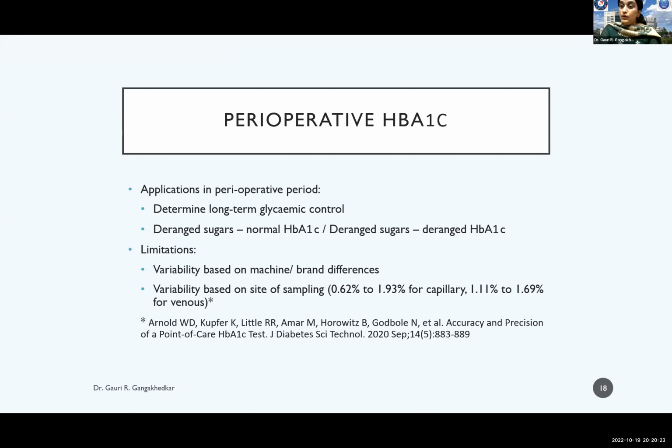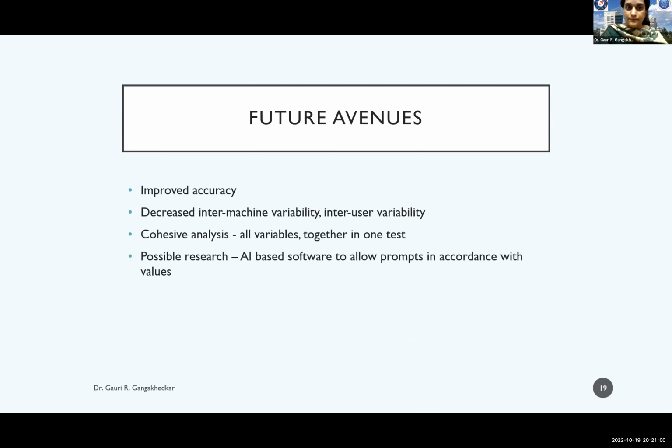If these deranged sugars are also accompanied by a deranged HbA1c, if it is an elective procedure, we can consider postponing the procedure. Or if it is an emergent procedure, we at least understand the risks that we are looking at, and we would ensure that tighter glycemic controls are exercised through the perioperative period in order to ensure better outcomes. Now, the limitations for this would include that there would be some amount of variability depending on the machine or the brand that is used, and there would be some amount of variability with regards to the site of testing. It would be somewhere between 0.62 to 1.3 for capillary and 1.1 to 1.69 for venous blood.